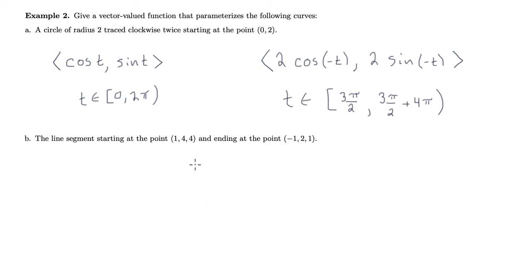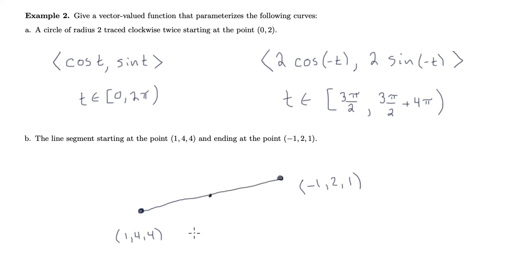And now for B, this is actually a really important example, and we'll come back to this again and again. So we want to parameterize the line segment between 2 points. It just happens to be 1, 4, 4, and negative 1, 2, 1. And the idea of how to write this parameterization is coming from the midpoint. So think about the midpoint of the segment connecting these two points.